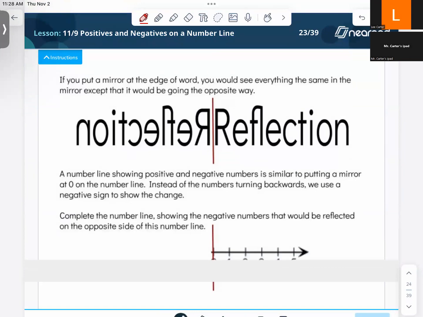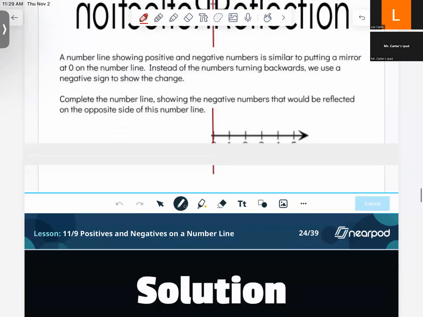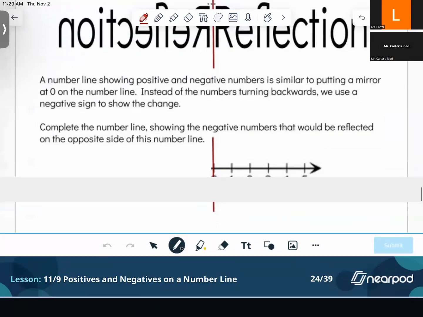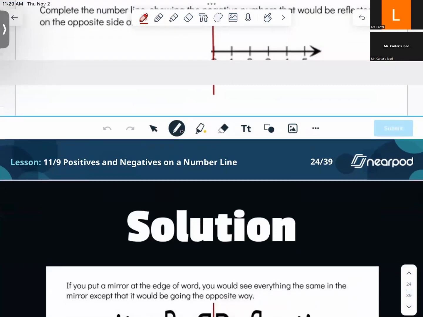Now, on this one, it says put a mirror. If you put a mirror on the edge of a word, it's like you've got a mirror and you're seeing the other side of the reflection. So positive and negative numbers are like a reflection at the 0 on the number line. You're not reflecting the numbers backwards, you're just putting a negative sign next to them. So basically, it's asking you to complete the number line that you see, putting the negative numbers counting out from 0. So you've got 0, then -1, etc. Okay, and look at the next slide when you've done that.